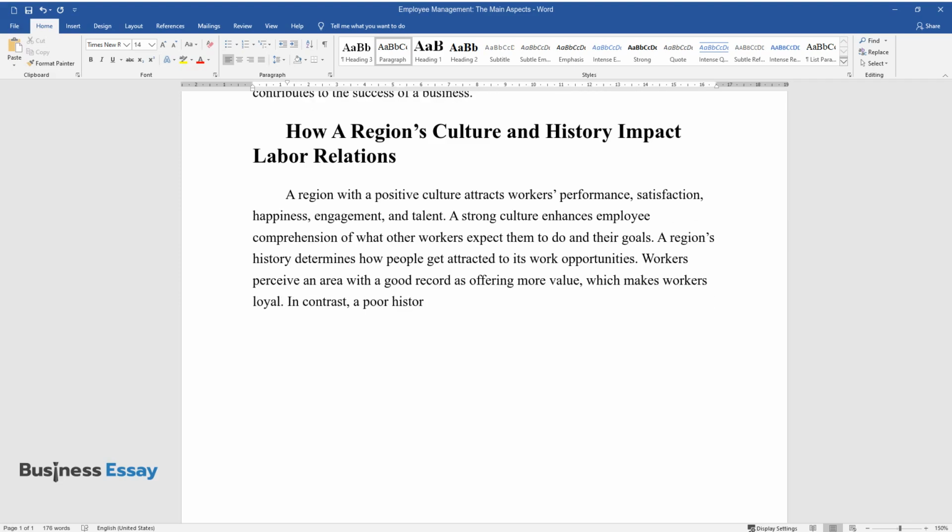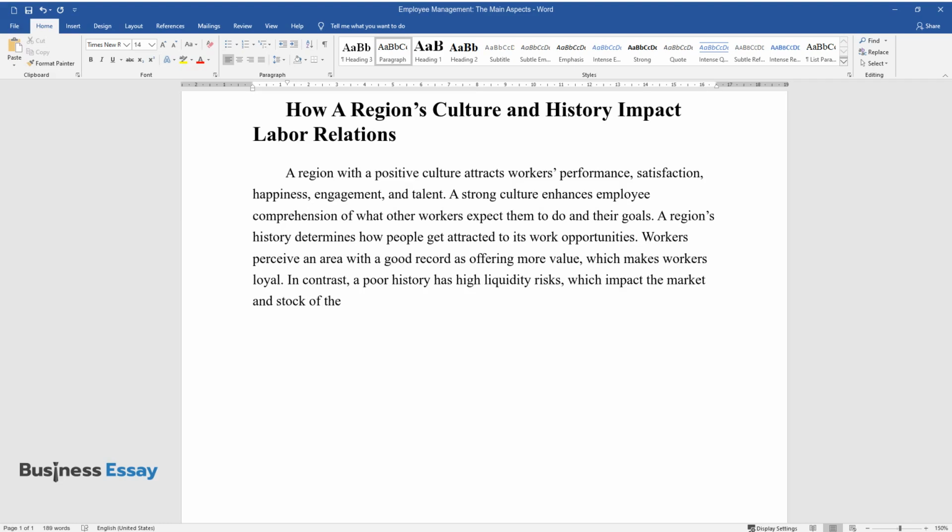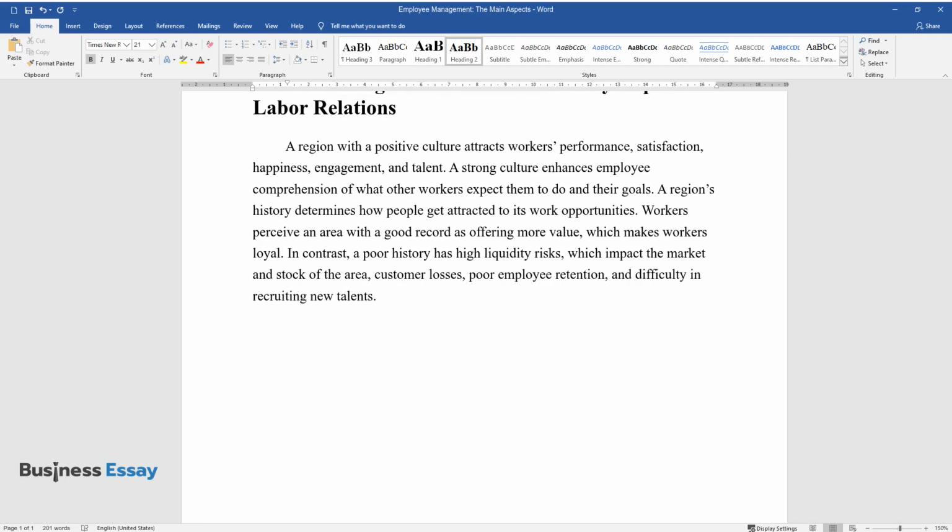In contrast, a poor history has high liquidity risks, which impact the market and stock of the area, customer losses, poor employee retention, and difficulty in recruiting new talents.